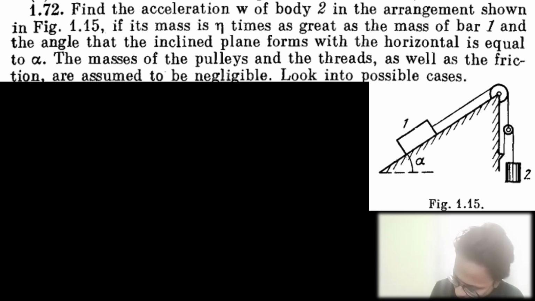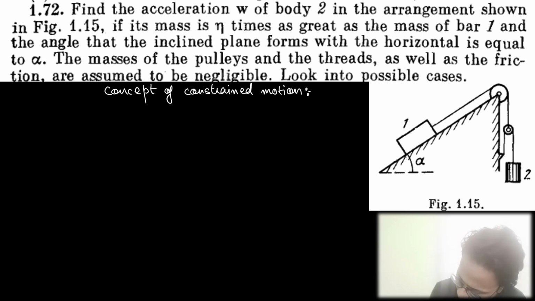To understand this question, we first must understand the concept of constant motion. Okay. So what is constant motion? Or how do you deal with constant motion? And the concept of constant motion specifically for pulley systems. We'll only focus on pulley systems here.